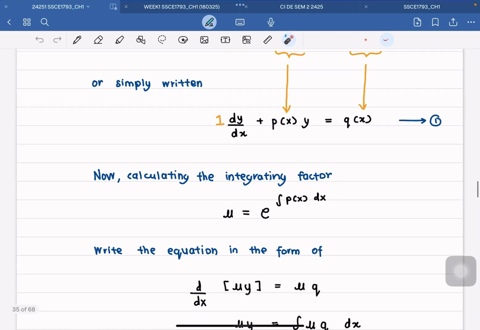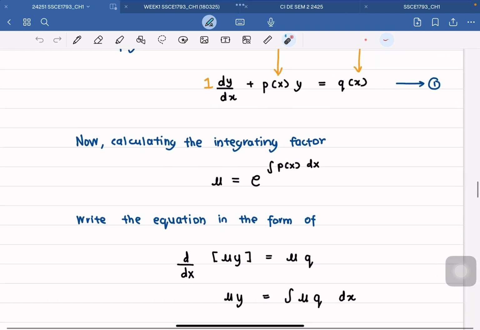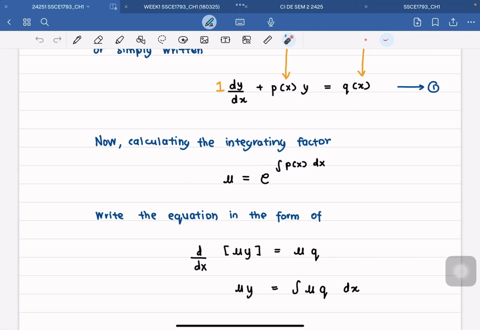Then you can write the equation in the form d over dx of (mu y) equals mu q. So what is your mu? The integrating factor, and then this is your y, and this is your q. You solve for p in searching for the integrating factor, and the q you just copy here to solve the equation.